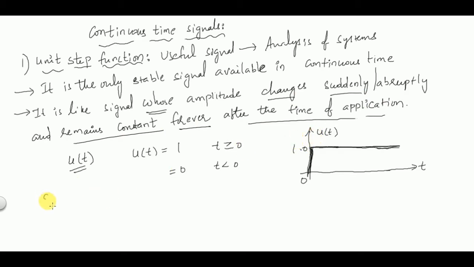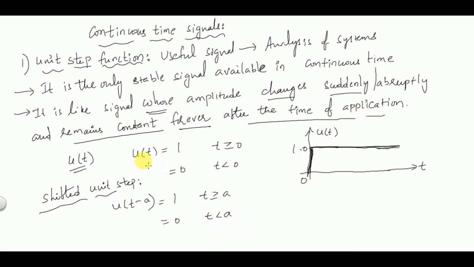Next, the shifted unit step function, that is, shifted by some value. Generally it is represented by u of t minus a. This is called time shifting, which I will discuss in the upcoming classes. U of t minus a is equal to 1 for t greater than or equal to a, and equal to 0 for t less than a.